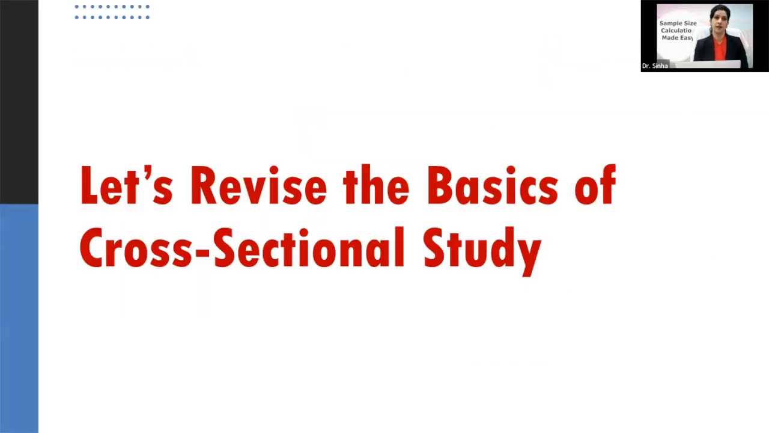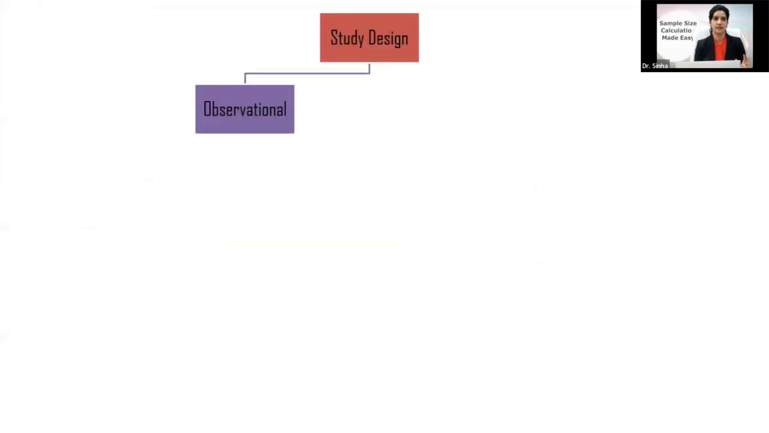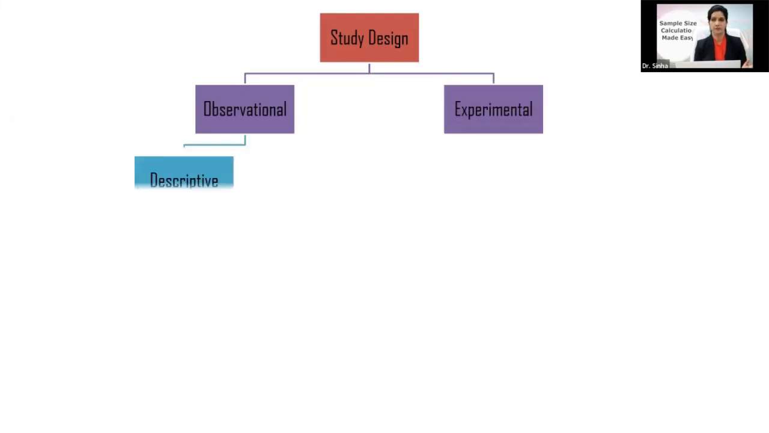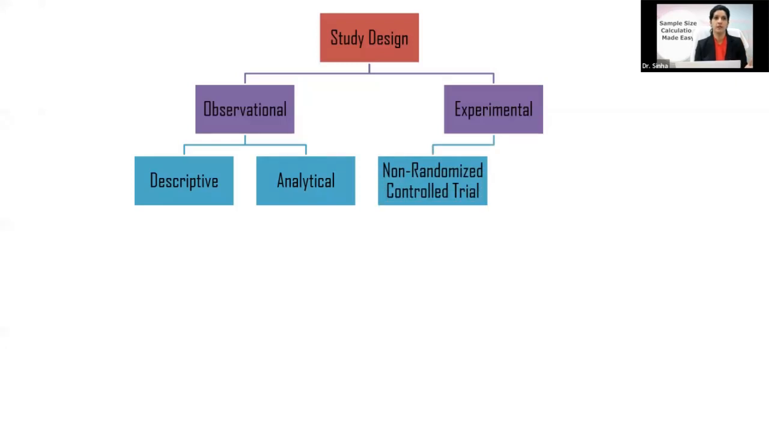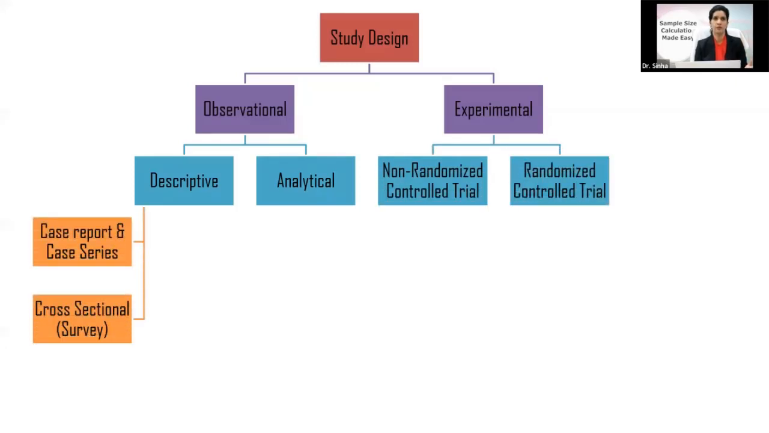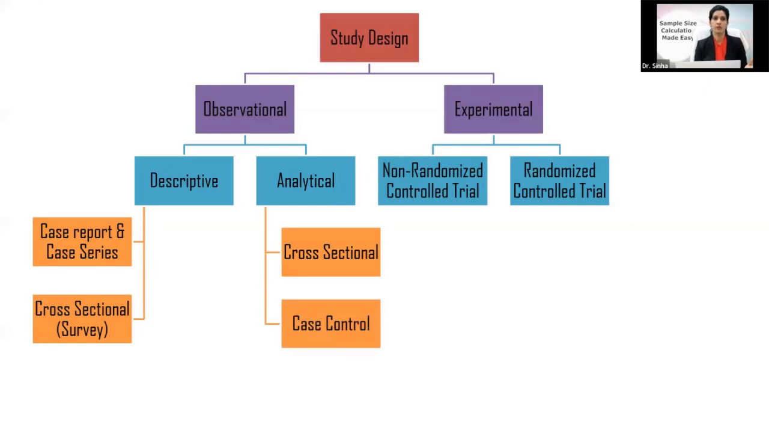So now let's revise some basics of the cross-sectional study. As all of you know, any research design you classify as observational and experimental. Under observational, you have descriptive and analytical. I'm not going into the experimental part. Cross-sectional comes in both. There is a descriptive cross-sectional, the classical surveys which we do. And there is an analytical cross-sectional also, where we do the hypothesis testing.